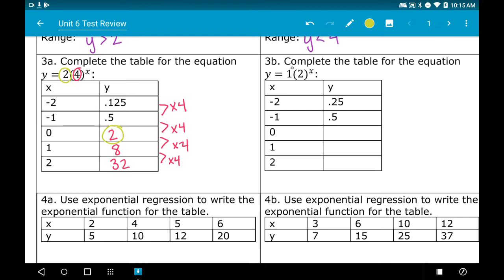Next one, so let's fill this one in first. We know that our y-intercept should be a 1, so when x equals 0, y should be 1. But now let's try the pattern to see if that makes sense. So here, our rate is going to be, our growth or decay factor is going to be a 2, which means we should be multiplying by 2 on each of these.